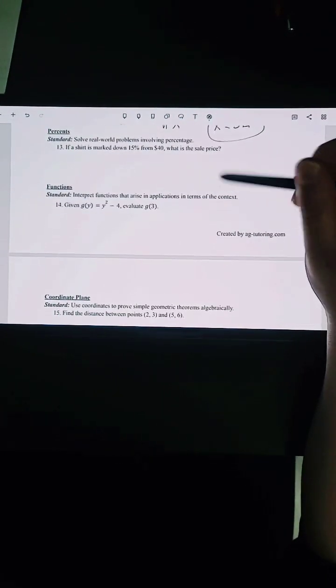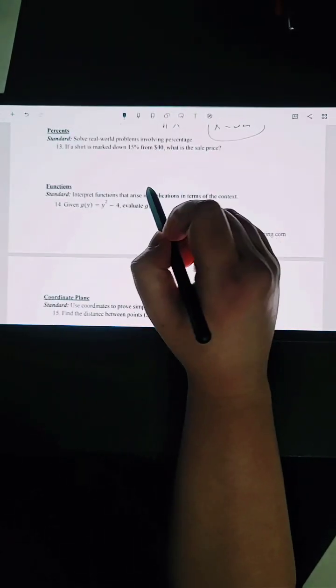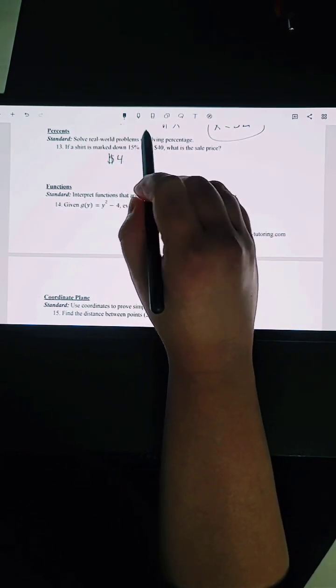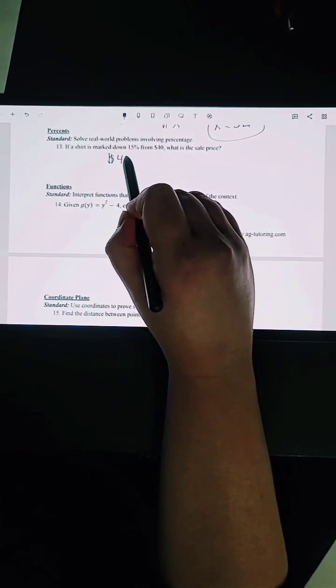And then let's go to percents. If a shirt is marked down 15% from $40, what is the sales price? There are 2 ways to do this problem, and I'm going to show you the 2 different ways. The faster way is to say, okay, it's marked down 15% from $40. So $40 is the original price.